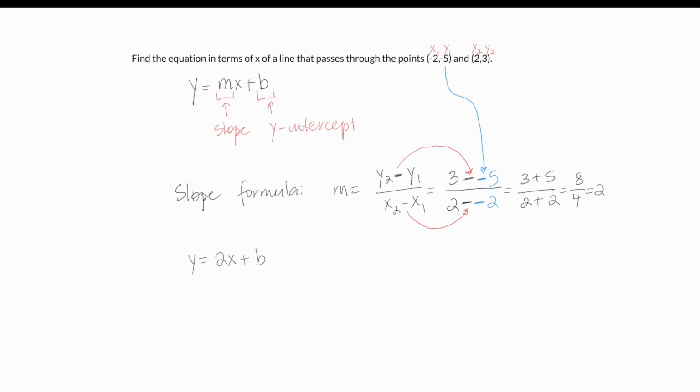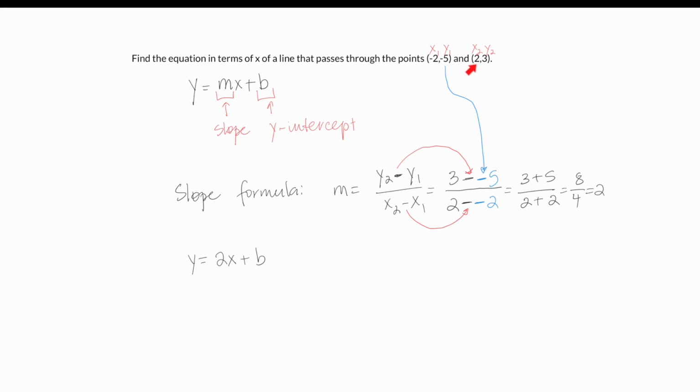Now I still have to find the b, my y-intercept. There are a couple of different ways to do it, but here's the way I like. I will pick one of the points that were given to me, and it really doesn't matter which one you select. You can do (-2, -5) or (2, 3), it's up to you. I definitely will be picking (2, 3) just because it has no negatives, it's easier to work with.